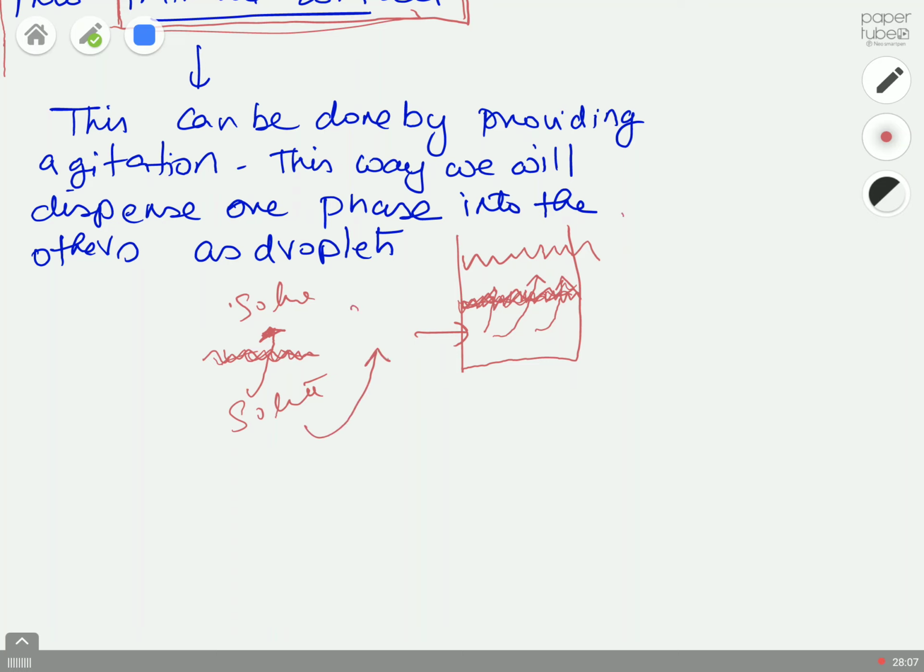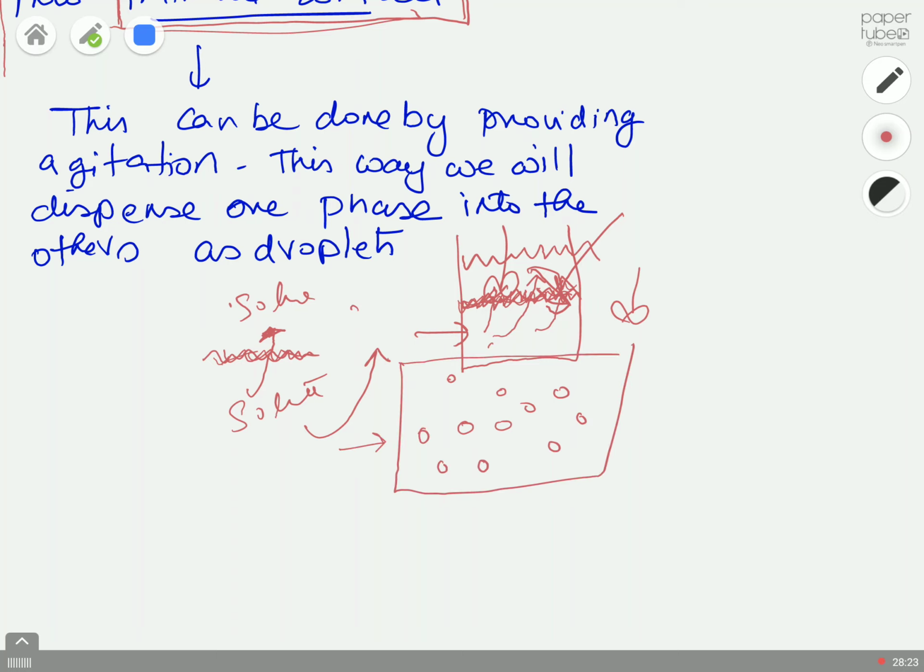So what we do is agitate using some impellers. An impeller might look something like that. It will create tiny droplets of your solvent that will be dispersed completely into your liquid. Suddenly you will see a lot of interface around each of those droplets, so your mass transfer can happen very easily.